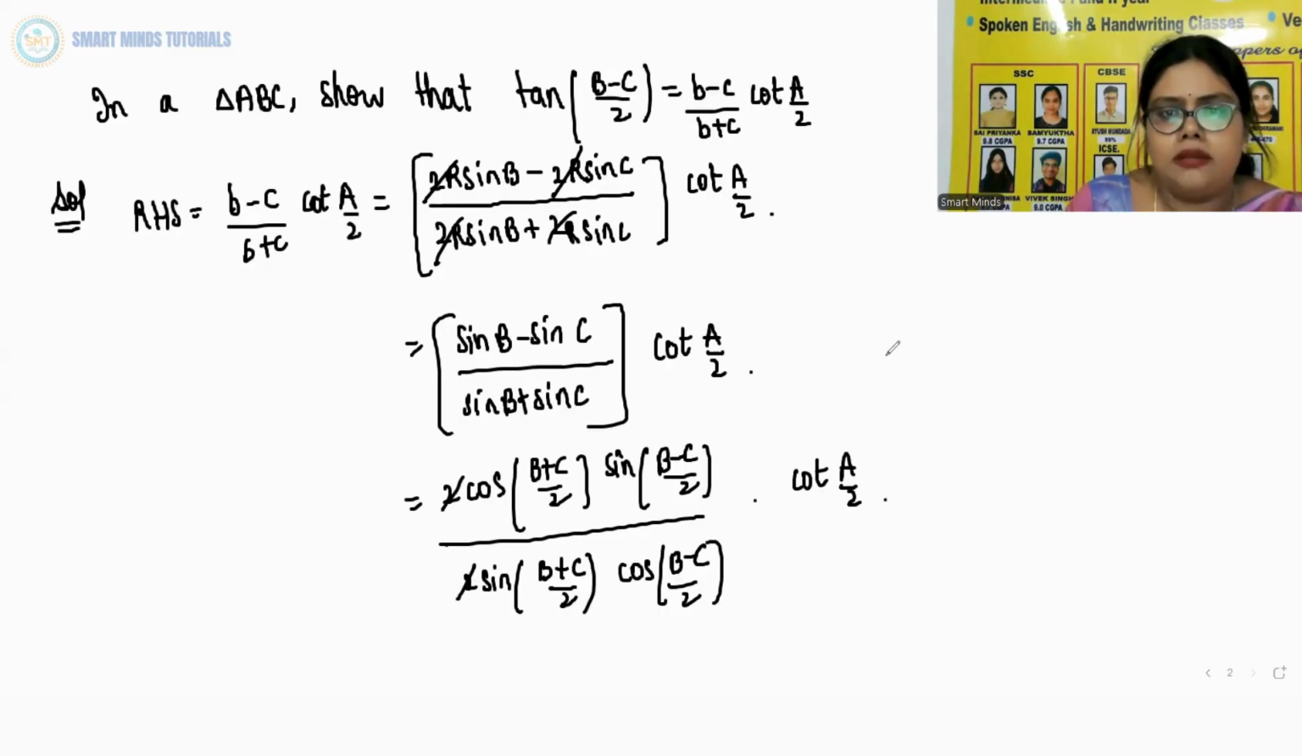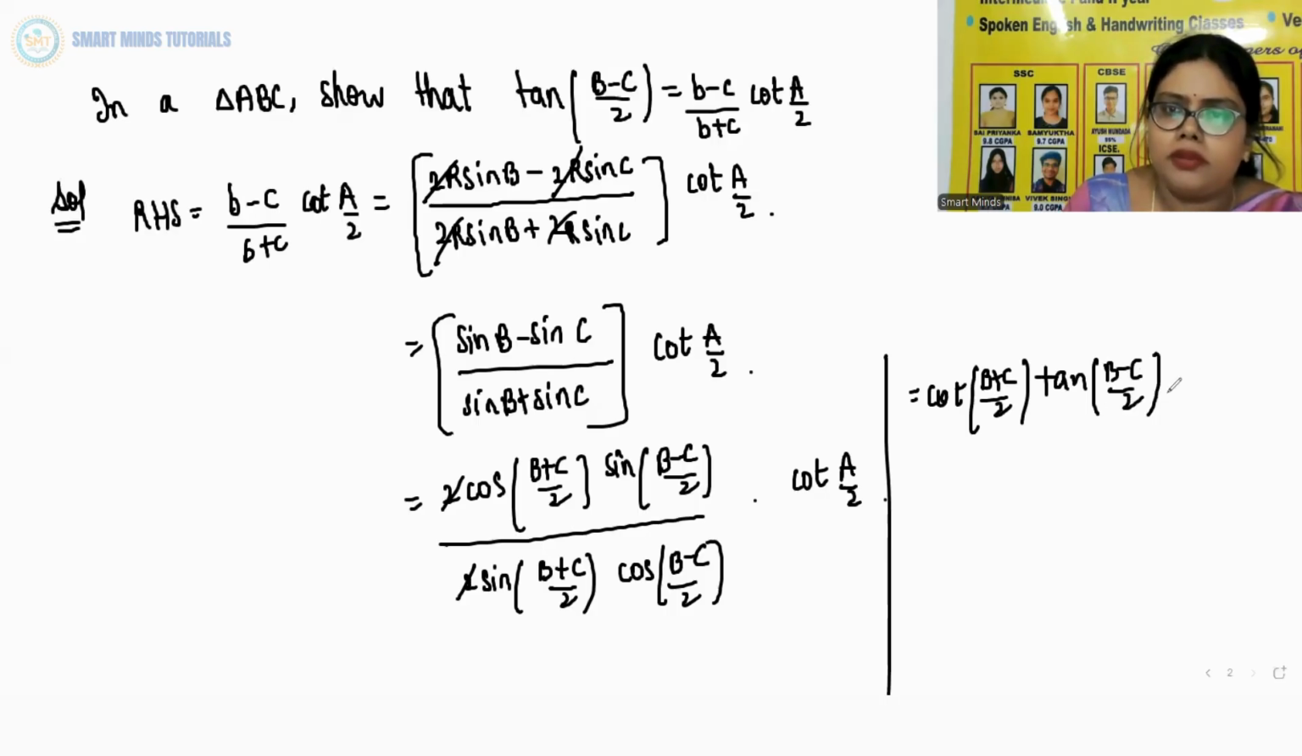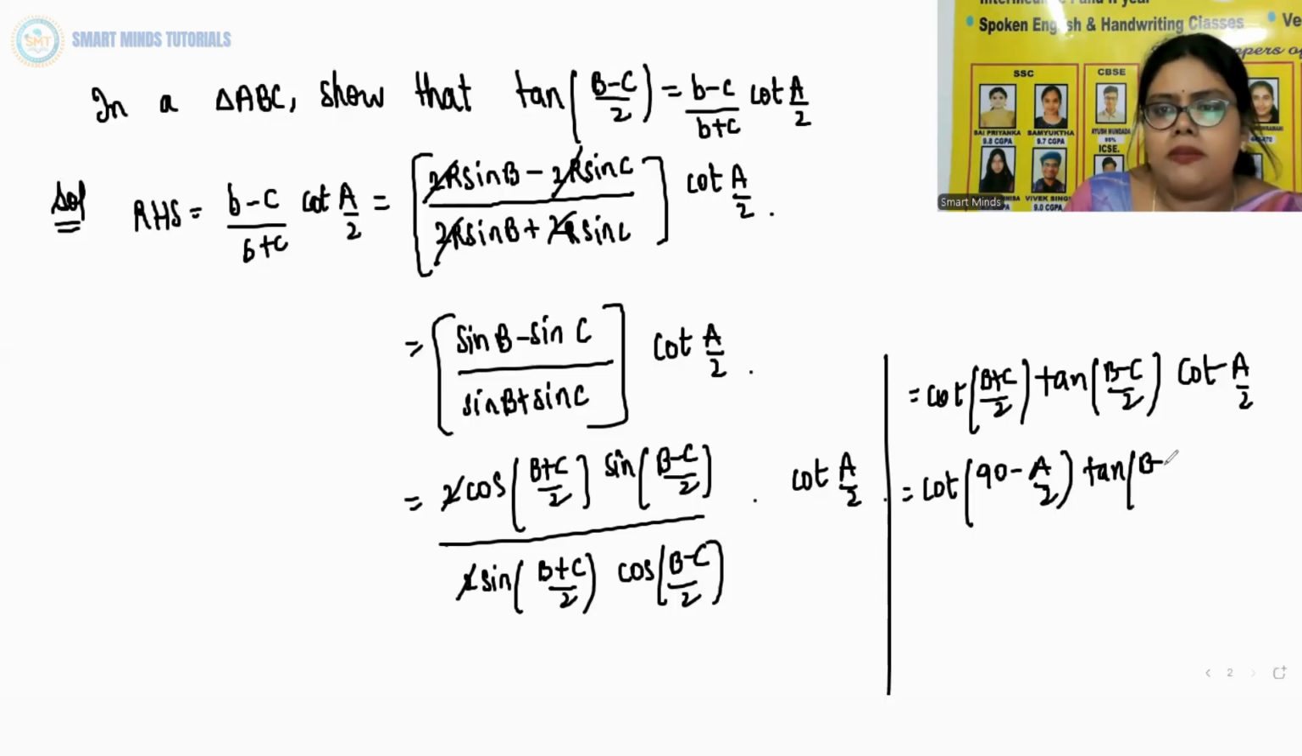2 cancel. So cos by sin is cot B plus C by 2. Sin by cos is tan B minus C by 2. Then cot A by 2. Now cot B plus C by 2 can also be written as cot of 90 minus A by 2, tan B minus C by 2, cot A by 2.